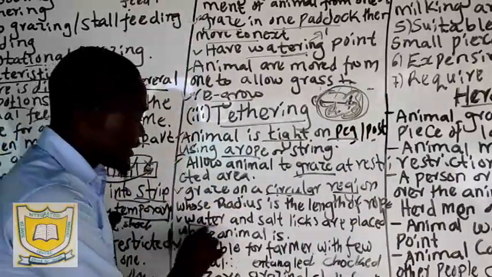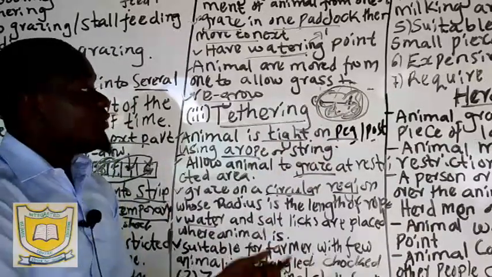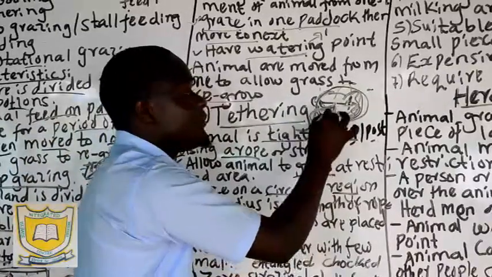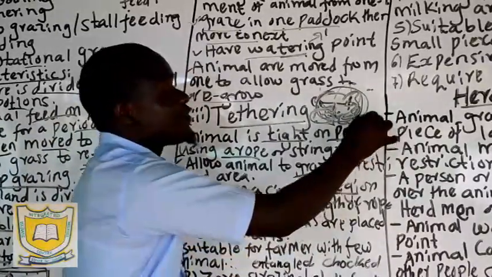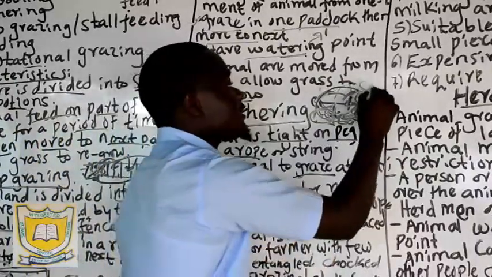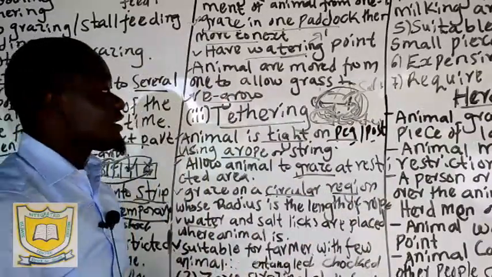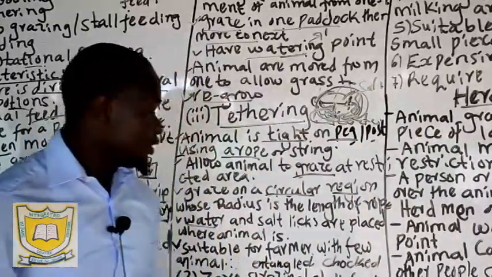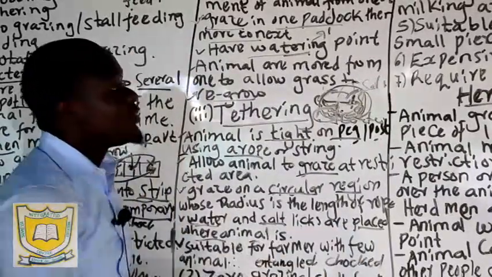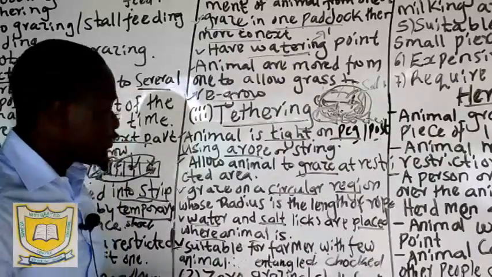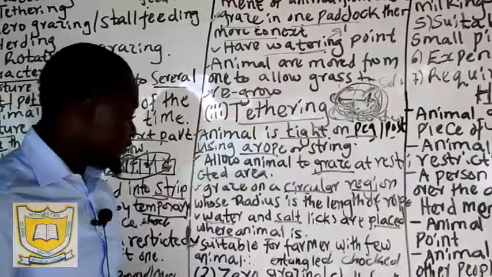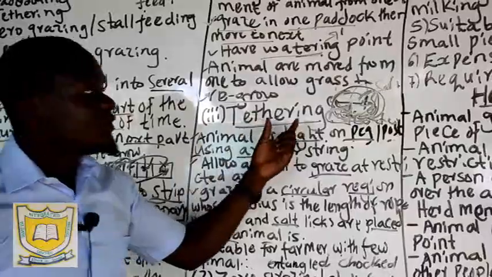Then we say water is supplied to this animal by the person who is in charge of that animal. Here you may have a basin that contains water, and we can also supply what we call salt licks. The salt licks help improve the appetite of the animal. So the water and salt licks are placed where the animal is. Lastly, it is suitable for farmers with a few animals. Now we have the disadvantages of using this method.